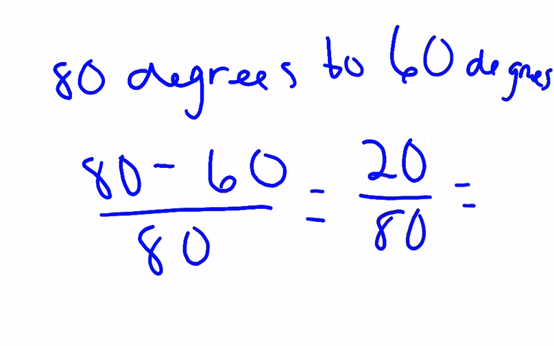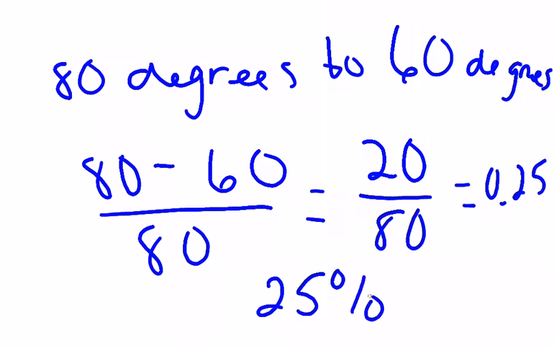And when we divide that, you're going to get a decimal to start. So 20 divided by 80 is 0.25. But they want a percentage, so we just move the decimal place 2 spaces to the right. So we get 25%. So the percent decrease, it decreased by 25%.